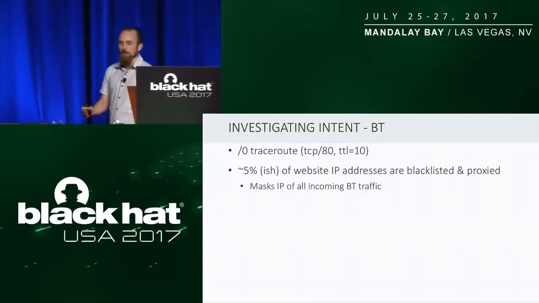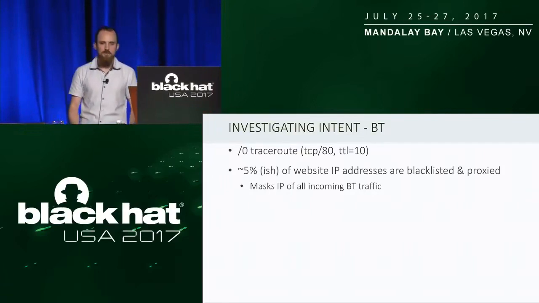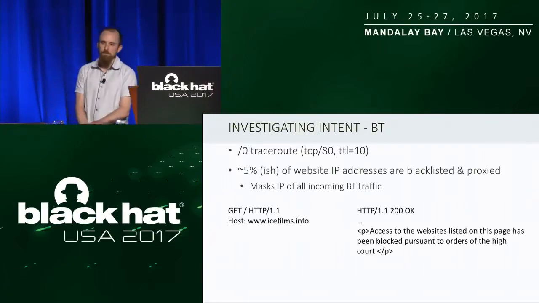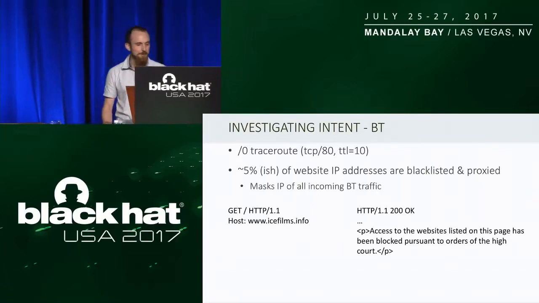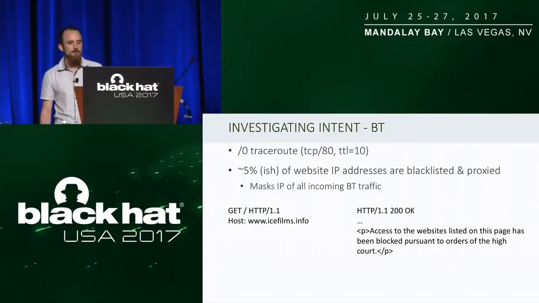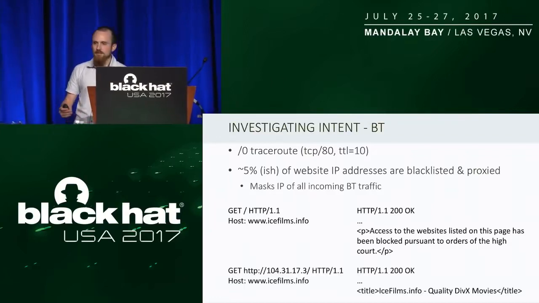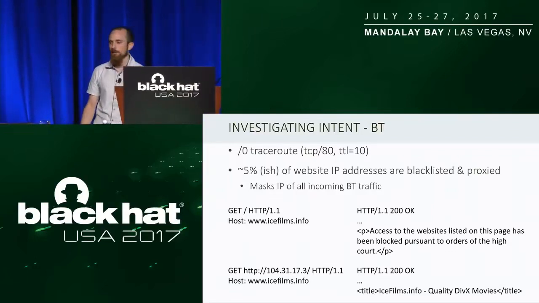Anyway, if your request is to one of these blacklisted IPs, it gets routed into this pool of proxies. And then they apply a blacklist of host names. And if you're trying to access a dodgy host name, like icefilms.info, you see this message, which I'm sure none of the upstanding English people in the audience have ever seen before. It says, access to the websites listed on this page has been blocked pursuant to orders of the High Court. Although, of course, it's pretty easy to bypass. So it looks like this system is being used to prevent copyright infringement.